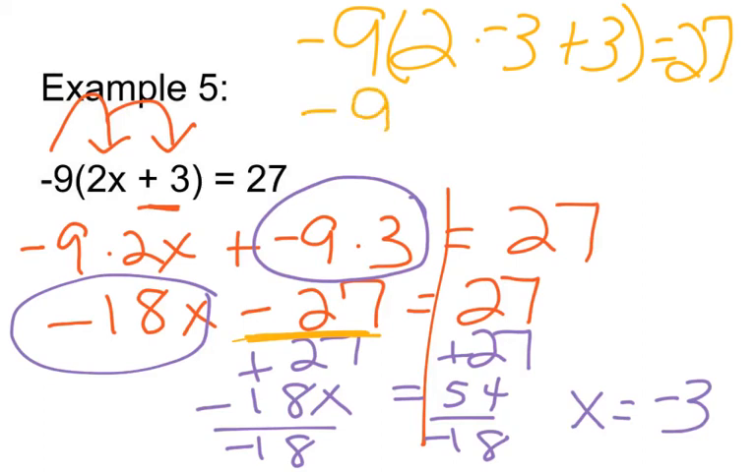So this is -9, that's -6 plus 3. -9 times -3 is 27, so it worked out. I hope this lesson has helped you learn more on how to distribute and how to do equations using distribution.